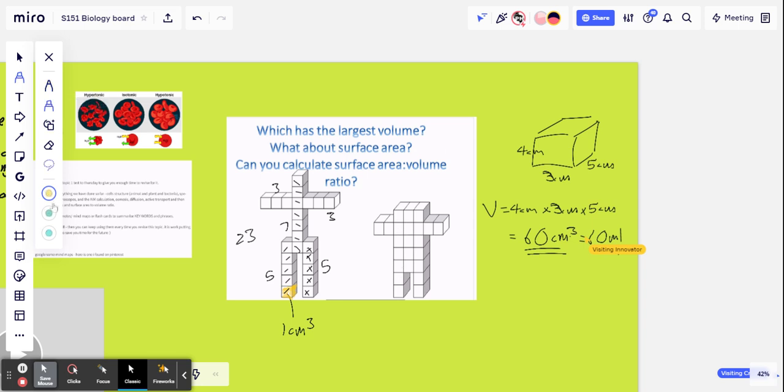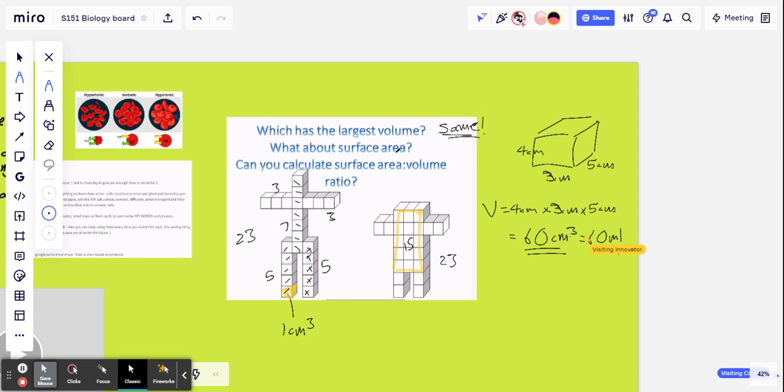Now, you can do exactly the same with this one, but there's also a little shortcut. Let's use a highlighter for this bit here, the bit in the middle. We could just say that is 15. Again, I should really be using units, but I don't think it's necessary for this bit. So 15 plus 2 plus 2 plus 2 plus 2, so 15 plus 8 is going to be 23. Which one is the largest volume? The answer is they're the same. They have the same volume.